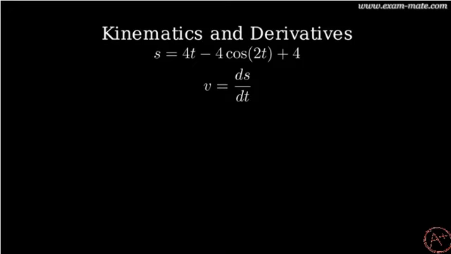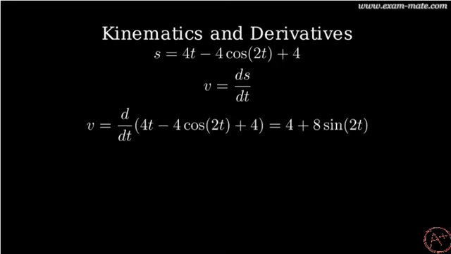Remember that velocity is the derivative of displacement with respect to time. So we need to differentiate this equation term by term. The derivative of 4t is 4, and for the cosine term, we use the chain rule. The derivative of negative 4 cosine of 2t is 4 sine of 2t times 2, which simplifies to 8 sine of 2t.